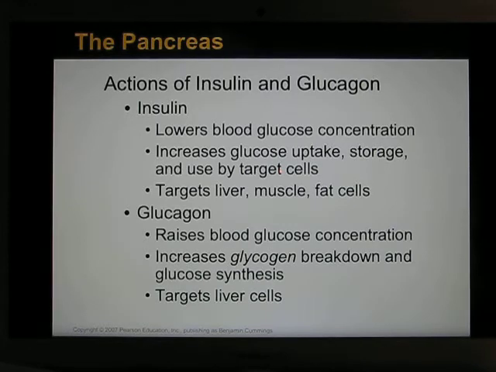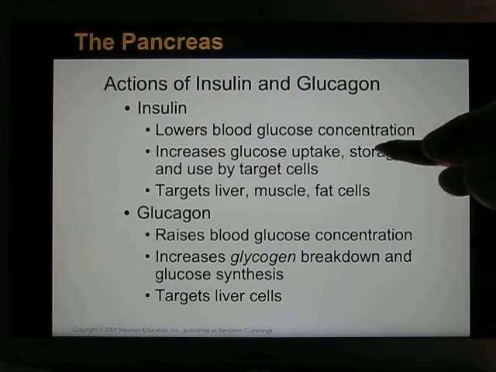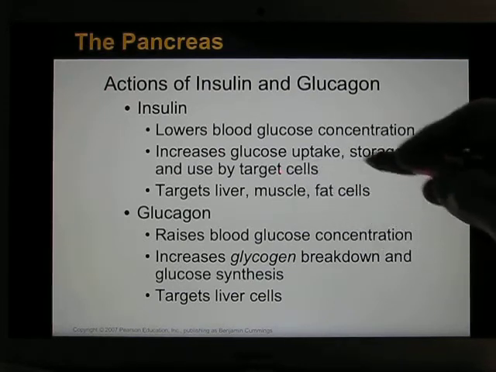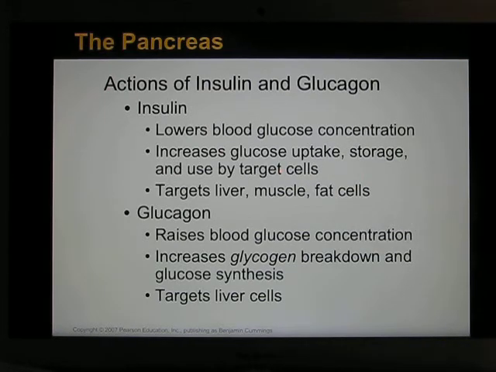And let's look at the function of insulin and glucagon. Insulin's function is to lower your blood sugar. After you eat a big meal, your body releases insulin. Insulin will target the muscle, mainly the muscle and also fat cells, and ask them to take glucose in so your blood sugar level becomes lower.